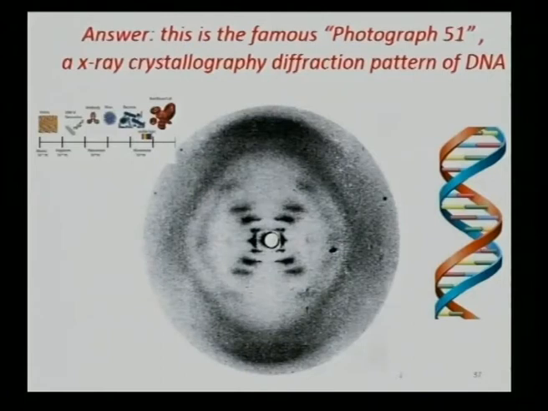It has a name. It's called Photograph 51, and it was taken by a scientist called Raymond Gosling. Watson and Crick used this picture to deduce that DNA has a double helix structure. Since this technique led to such an important discovery, I think I'm going to spend some time on explaining what X-ray crystallography or X-ray diffraction is in the coming 10 or 15 minutes.